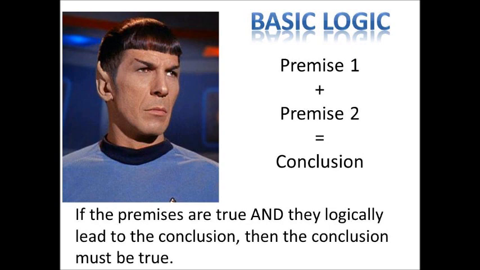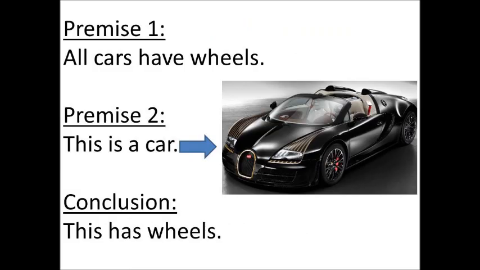Let's do a couple of examples of logical arguments. I'm going to give you guys an argument in this format, and you're going to tell me if it's true or not. Okay? Premise number 1, all cars have 4 wheels. Premise number 2, this is a car. That thing right there. So, conclusion is, that has 4 wheels. Correct?